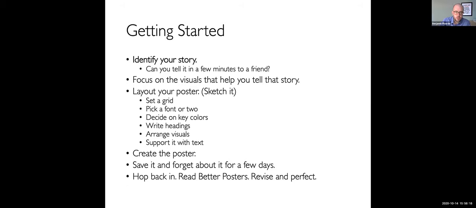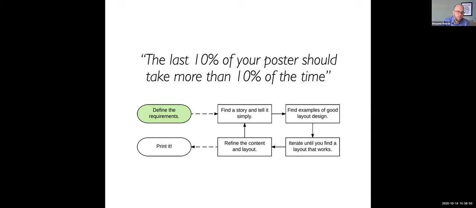Your poster is going to reach this point where it is popping, drawing people in, looks professional, only if you let it sit, revise, let it sit, revise, let it sit, revise. And through that, you see new things, you see things you missed, like, that spacing is not the same over here or there. You're going to make these little fine-tuning adjustments to it that each one doesn't really make a big difference, but together they're going to make the whole thing pop. The last 10% of making your poster should take more than 10% of the time.